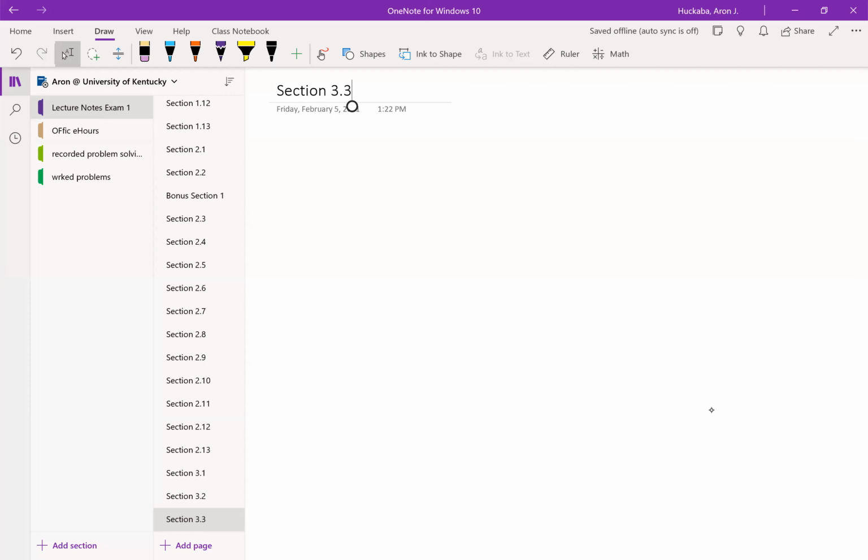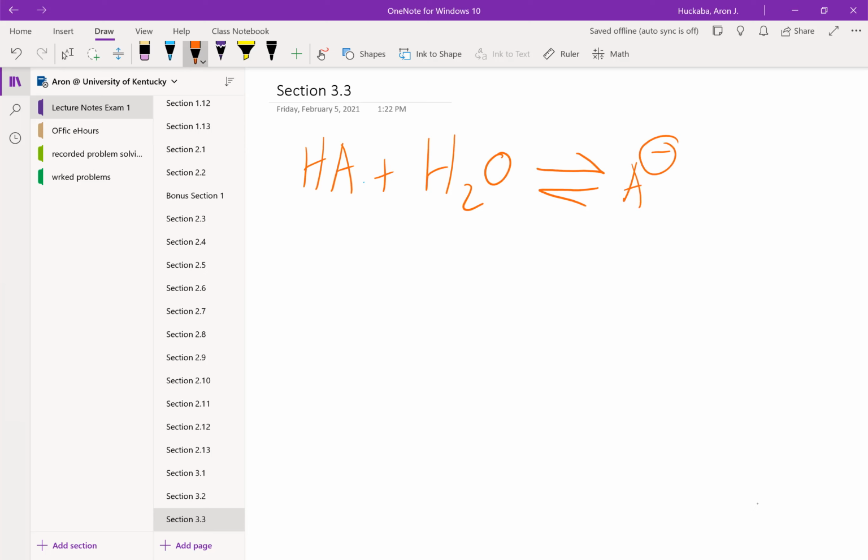So first we have to consider a reaction that looks like this. Looking at this reaction, some acid, HA, plus water is in equilibrium to give us A minus plus H3O plus. It's about as easy as it gets from a general chemistry perspective.